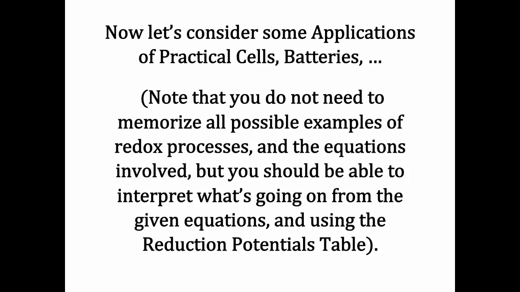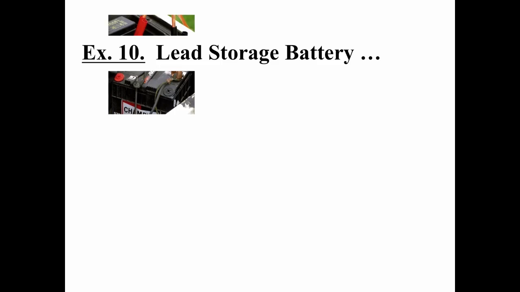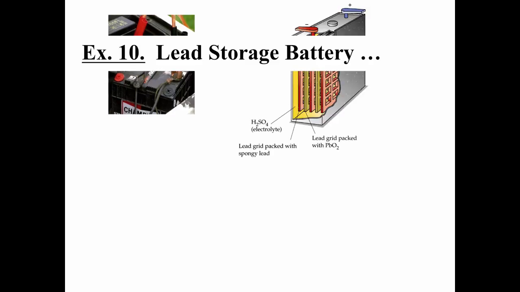And certainly if you had access to a reduction potentials table with all the appropriate half reactions, the reduction half reactions, you should be able to figure out what's going on from that. So let's get going with example 10, which is a lead storage battery. It's the kind of battery that is in your car to start it. We'll do a lab dealing with lead storage batteries this week.